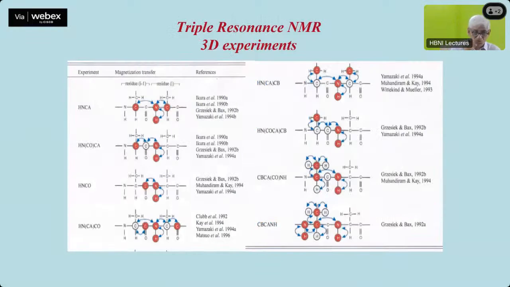Okay, so now we go over to another set of experiments where we make use of both nitrogen 15 and C13. And these are called triple resonance NMR experiments. This requires both carbon 13 and nitrogen 15 labeling. There are a large number of experiments. I have listed only a few of them which are most commonly used. And we will discuss a little bit of these to see what is the information content in each of these spectra. Schematically, all these were showing the kind of information that is obtained.